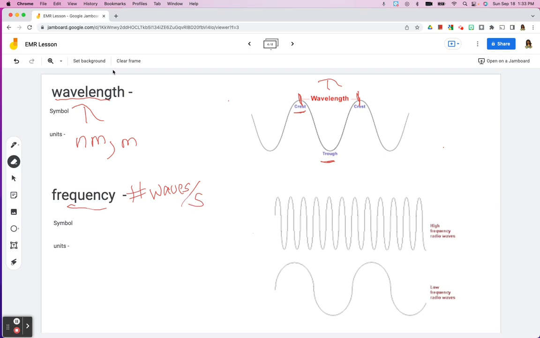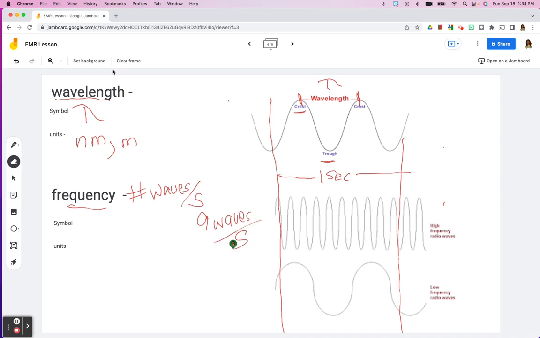So for instance, let's say I'm going to draw a line here. Let's say this line that I drew is 1 second. So we could determine the frequency of this top illustration. There's 1, 2, 3, 4, 5, 6, 7, 8, 9. There's 9 waves in that second. So we would call this 9 waves per second. Okay, that's a frequency.